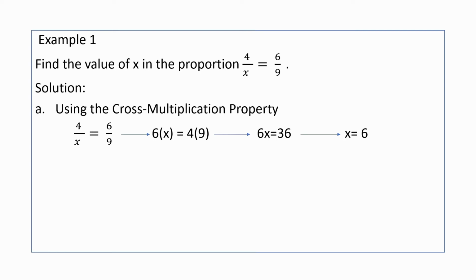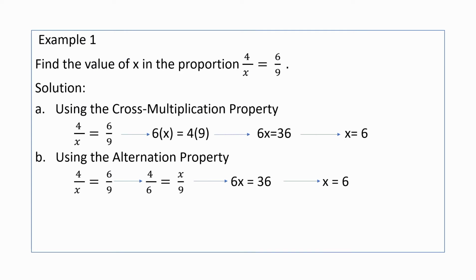Another property that we're going to apply is the alternation method. So again, we have the given, and from 4 over x, that would be 4 over 6 is equal to x over 9.